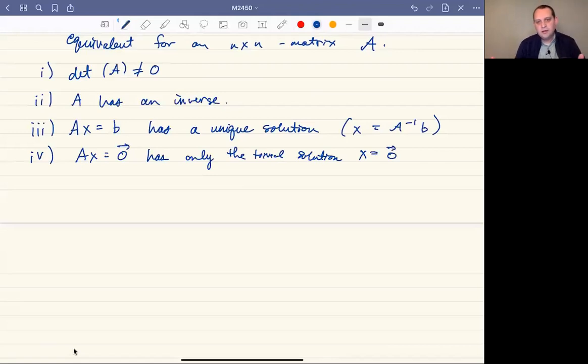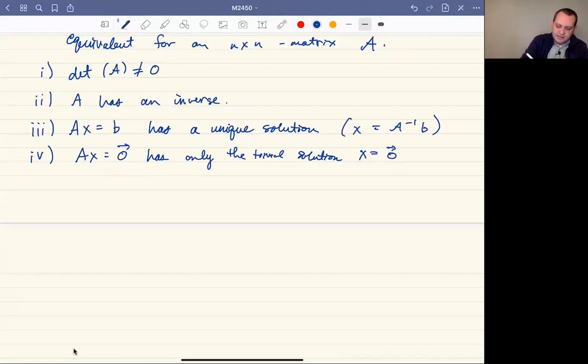And really, these two are saying the same thing if you think about it, because if A has an inverse, then X is going to be A inverse times 0, and that's 0. So remember, multiplying by the 0 matrix really produces 0. So those are really saying the same thing.